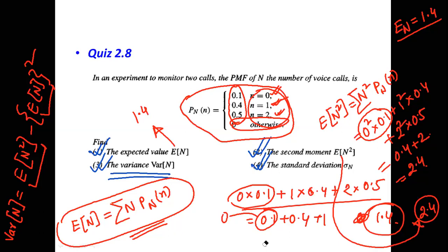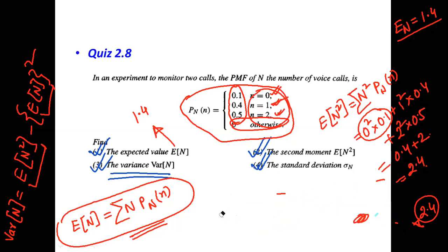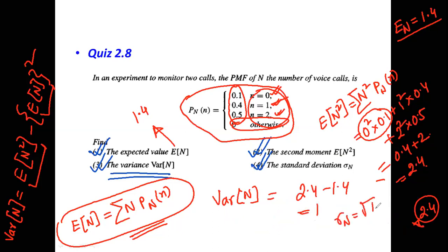Okay. So how to find out this variance of n? Very easy, by subtracting: 2.4 minus 1.4 equals 1. What is the standard deviation? Root over 1 equals 1. Isn't it? So it's very easy.